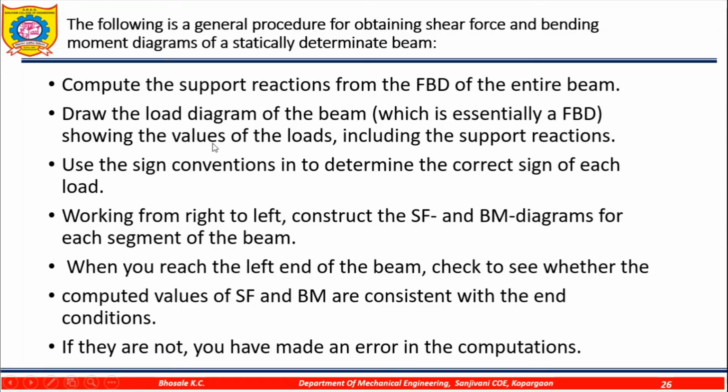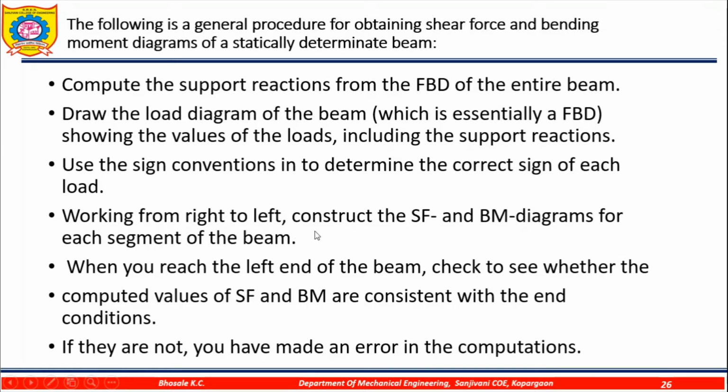Then draw the load diagram of the beam, which is essentially a free body diagram showing the values of the loads including the support reactions. So we have to draw the loading diagram showing the loads and the reactions. Then third, use the sign conventions to determine the correct sign of each load. So we have to use the proper sign conventions for an upward vertical load and a downward load. For that, different sign conventions are used.